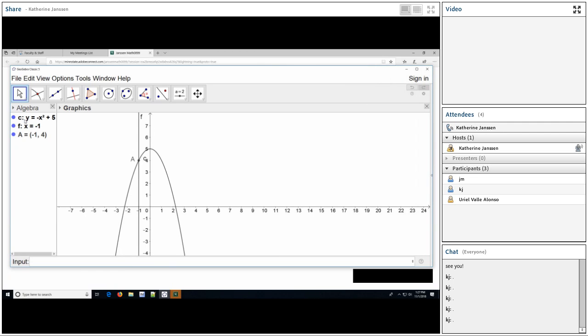I see that I have my parabola, y equals 5 minus x squared. I have x equals negative 1, my vertical line, and I have point A labeled as negative 1, 4. So when x is negative 1, my intersection point is the point negative 1, 4. So we're able to solve that graphically.